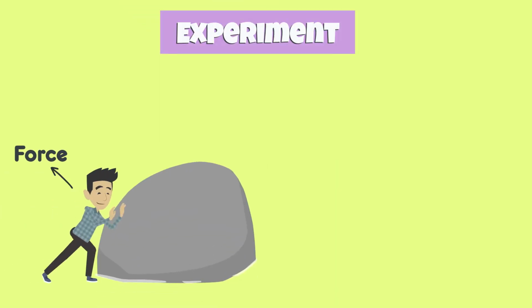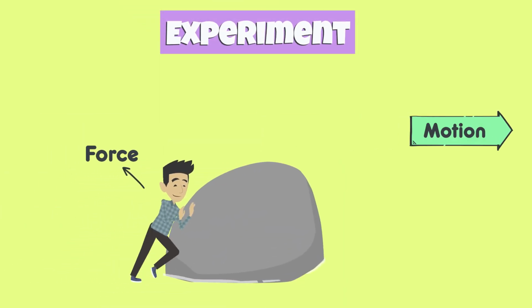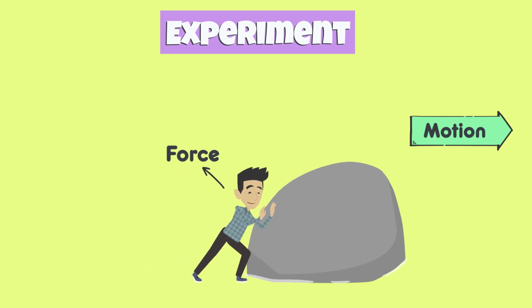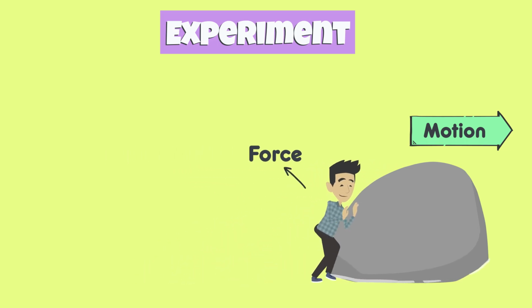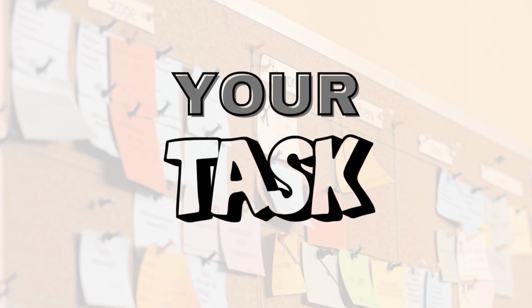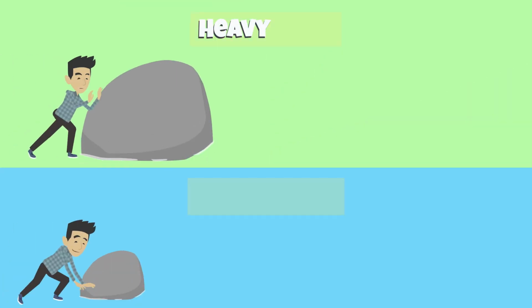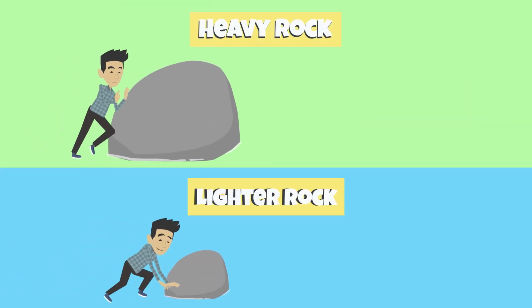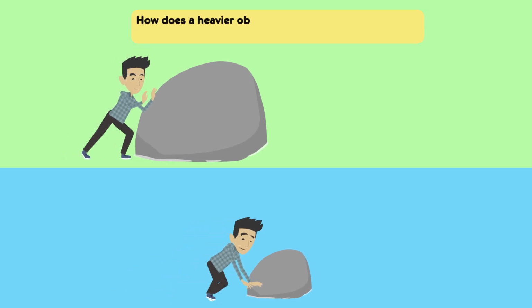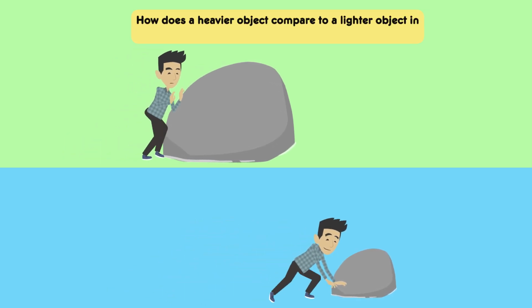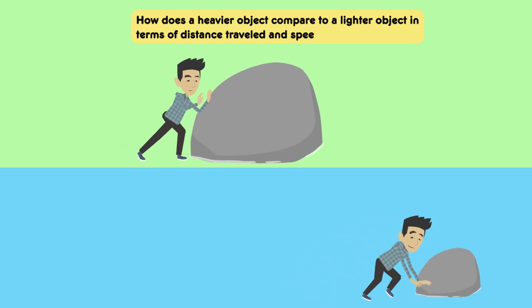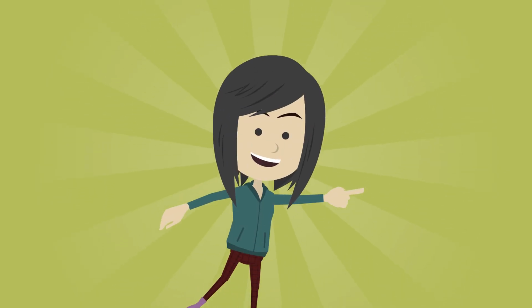For today's activity, let's design a simple experiment to observe how the weight of an object affects its movement when a force is applied. Here's your task. Think about how varying the weight of an object impacts its movement when the same force is applied. How does a heavier object compare to a lighter object in terms of distance traveled and speed? As you consider this, think about these key questions.